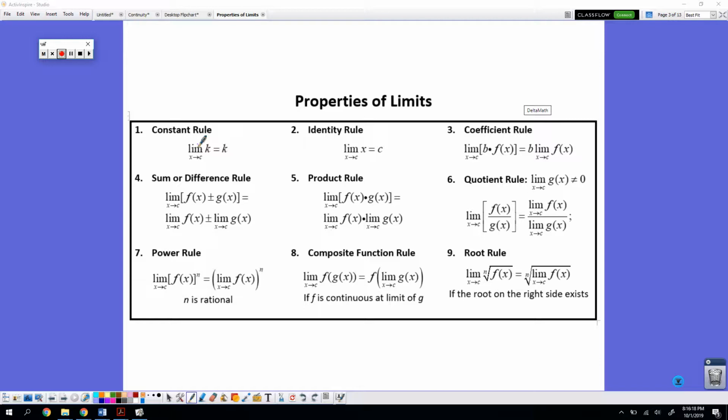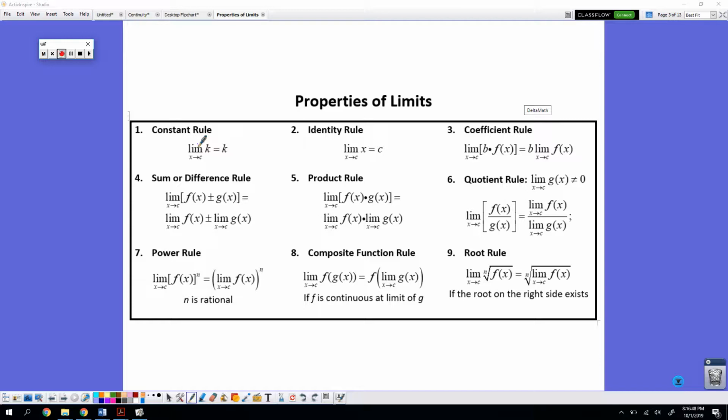So, for number one, it talks about the limit as x approaches c of k is equal to k. What that means is k would just be a number, so we would have basically a horizontal line at whatever number you state. So let's say 2, it would ask you what is the limit as x approaches, let's say 7. So the limit as x approaches 7 of 2. Since the function 2 is just a horizontal line, it'll always approach 2, and that's why the answer is k.